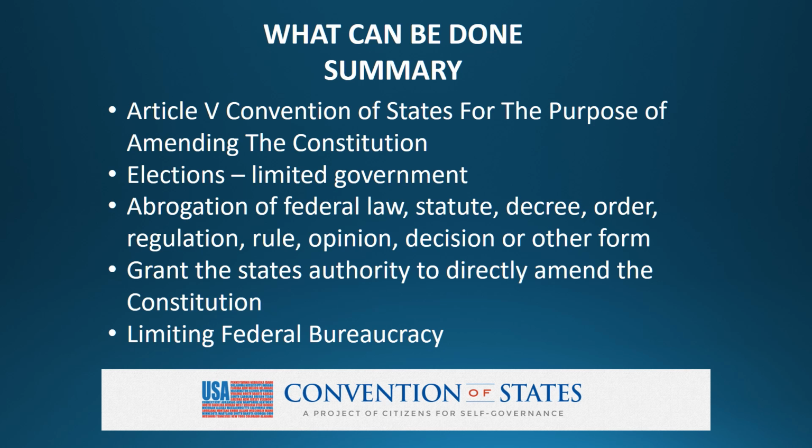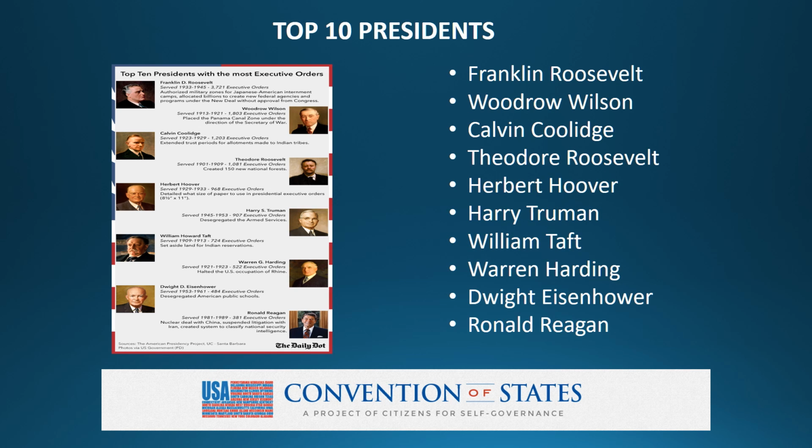Voters must hold Congress in check to pass legislation that requires approval of any executive order or agreement signed by the President. And that would be the abrogation of federal law, statute, decree, order, regulation, rule, opinion, decision, or other form, and also to grant the states the authority to directly amend the Constitution, and finally limiting the size of federal bureaucracy.